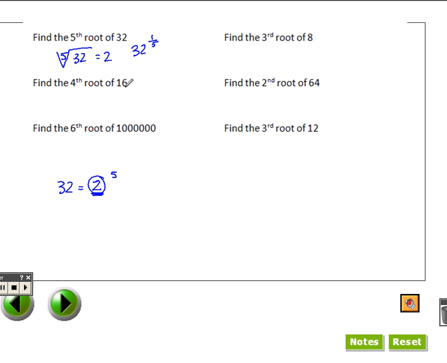Find the 4th root of 16. So if you want to check in your calculator, you could put 16 to the 1/4 power. And you would find that it is also 2. 2 times 2 times 2 times 2. 2 to the 4th power gives you 16. So the 4th root of 16 is 2. All right, if you want to try a couple of those, that would be good. Try a couple.